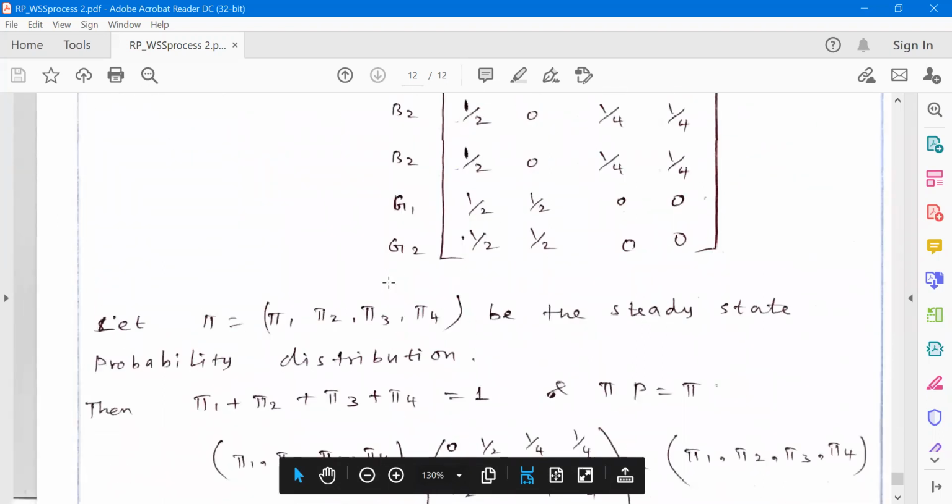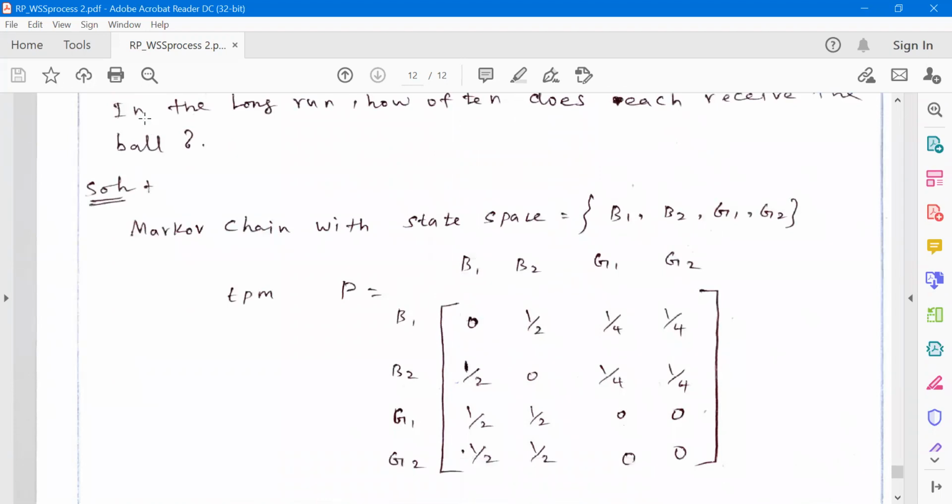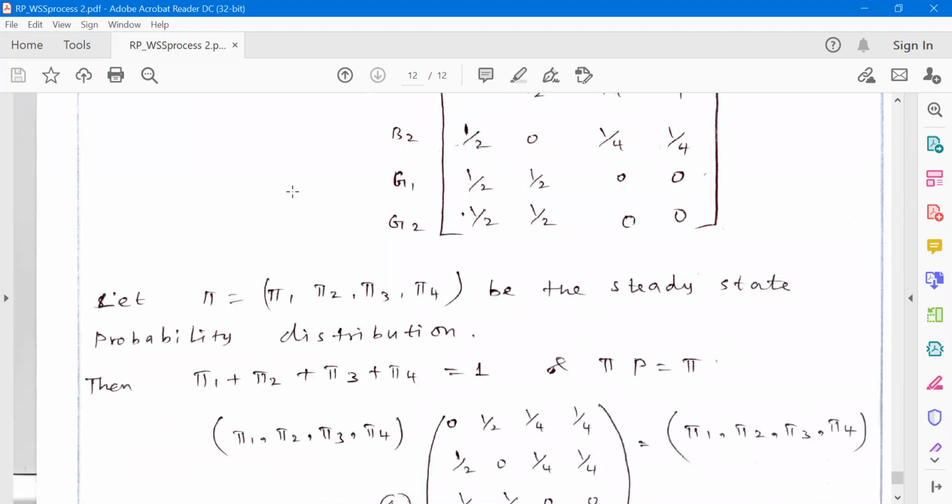And the question asks us to find how often each receives the ball in the long run. So first I form pi = (pi 1, pi 2, pi 3, pi 4). Here we have 4 states, that's why I have 4 terms. Let it be the steady state probability distribution, and we know that pi 1 + pi 2 + pi 3 + pi 4 = 1, and given the long run condition, the formula is pi P = pi.